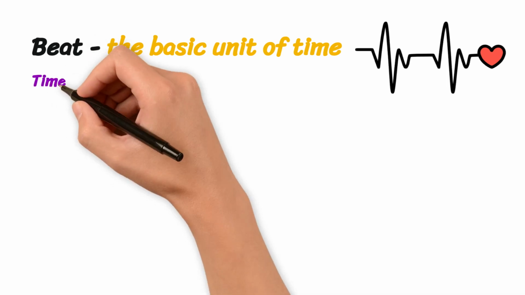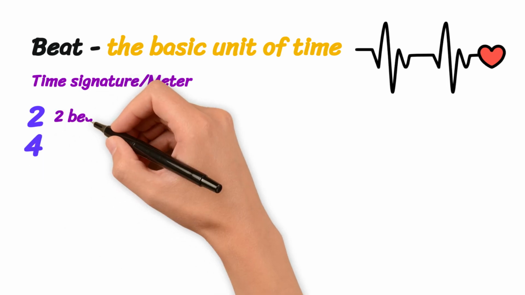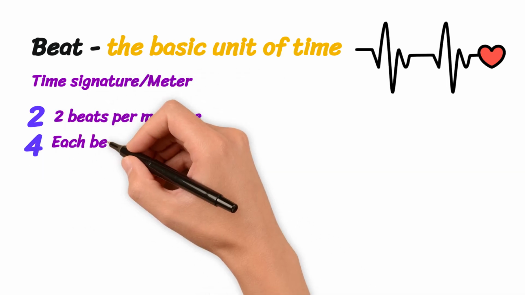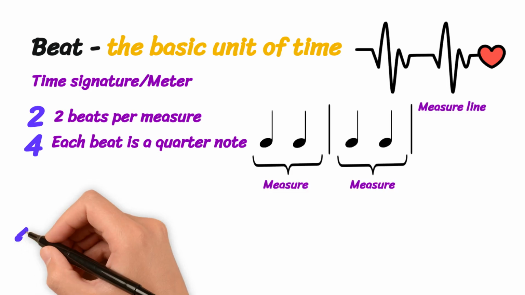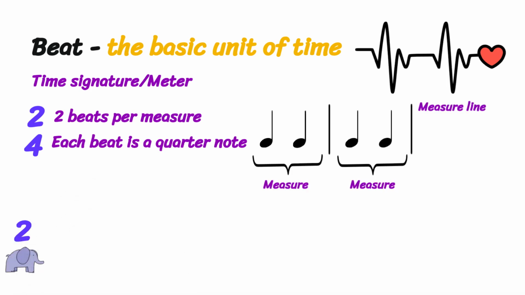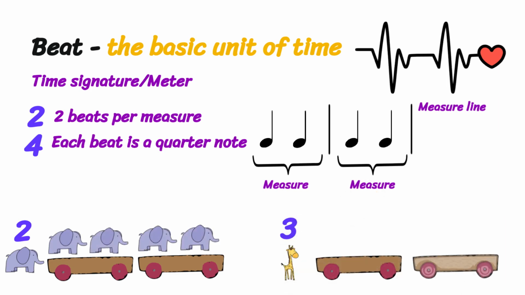A meter or time signature consists of 2 numbers and appears at the beginning of the staff. In 2/4 time, it tells us there are 2 beats per measure, with each beat represented by a quarter note. Think of a measure containing music notes as a card containing animals. The symbol 2/elephant means we have 2 elephants in each card, while 3/giraffe means we have 3 giraffes in each card.